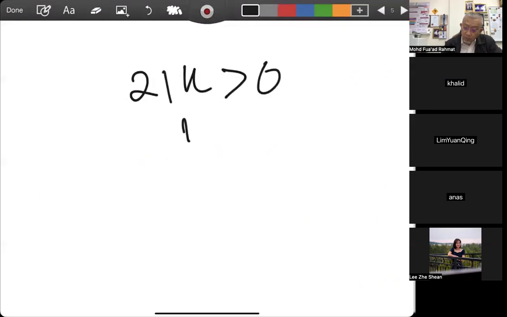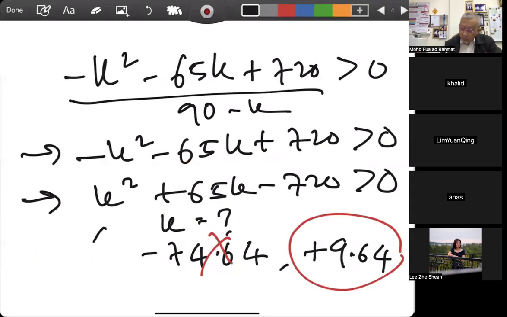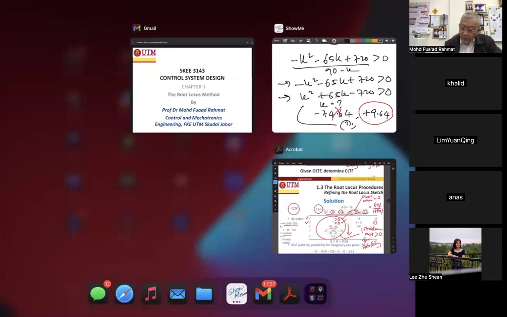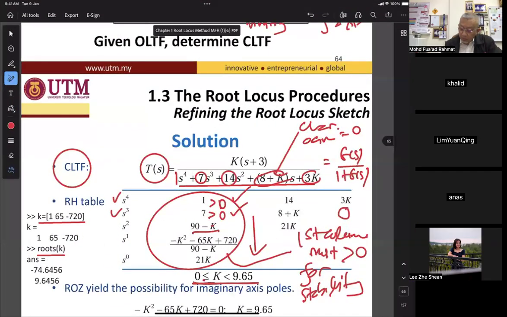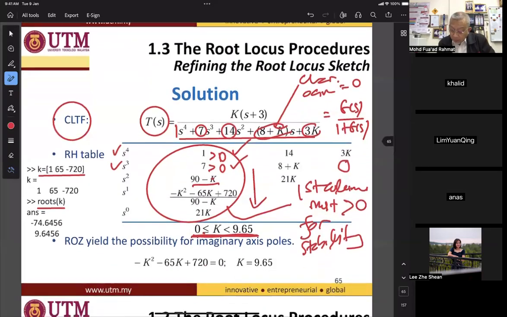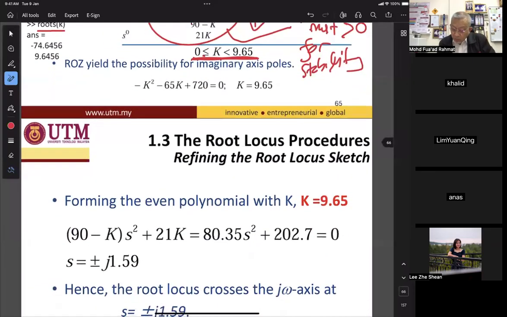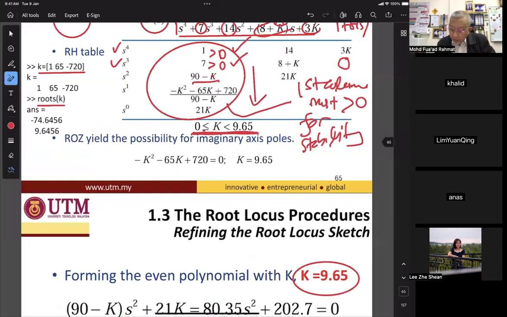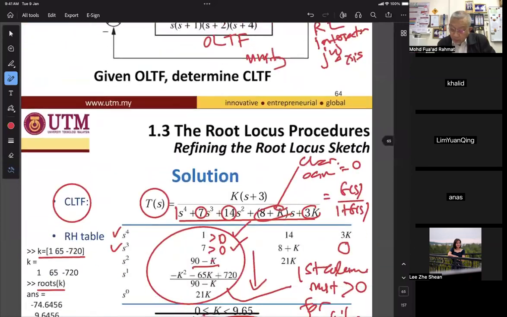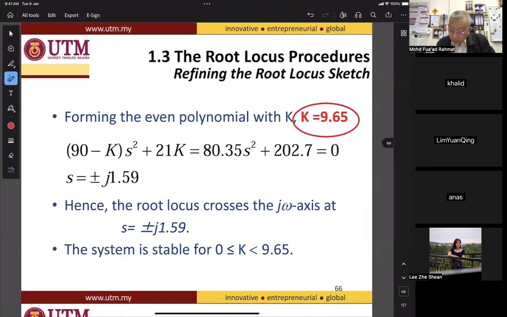21k greater than 0, k greater than 0. So equation number 3. This one is equation number 2. Okay. So therefore, we get this range 0 less than k, less than 9.65. Okay. So that is the range for stability. So, you already know that 9.65 is the gain at the intersections, okay?